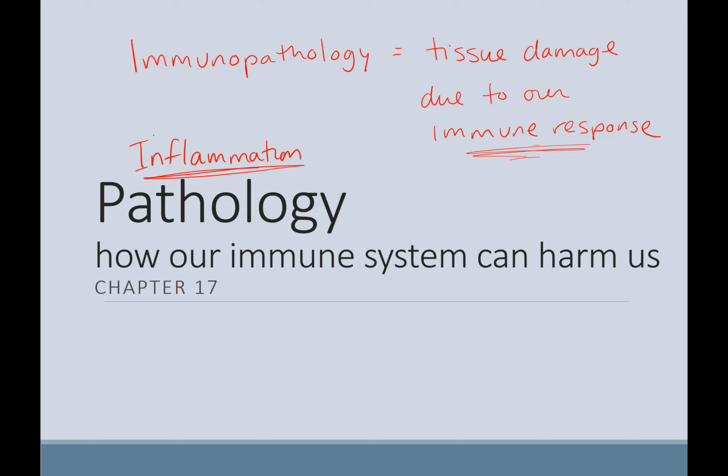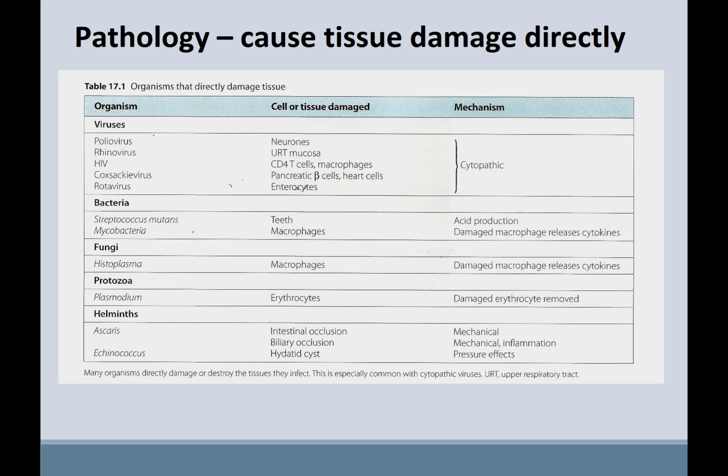And we'll talk about inflammation and why that's an issue. So let's look at some of the pathology. So some microbes will cause tissue damage directly. Cytopathic means killing or lysing cells. Lots of viruses do this. In that case, the virus is directly causing the damage. It is directly killing the tissues.